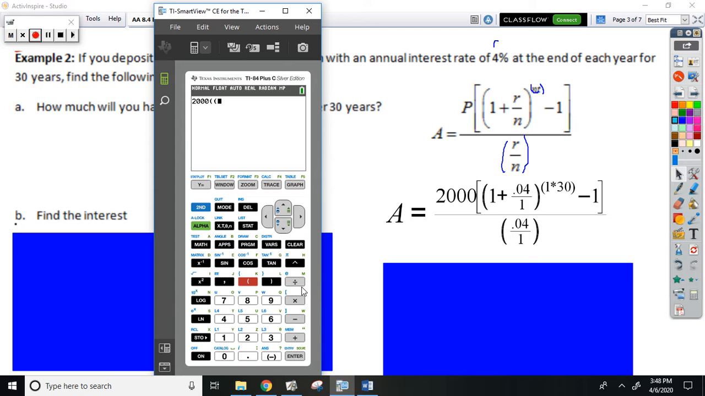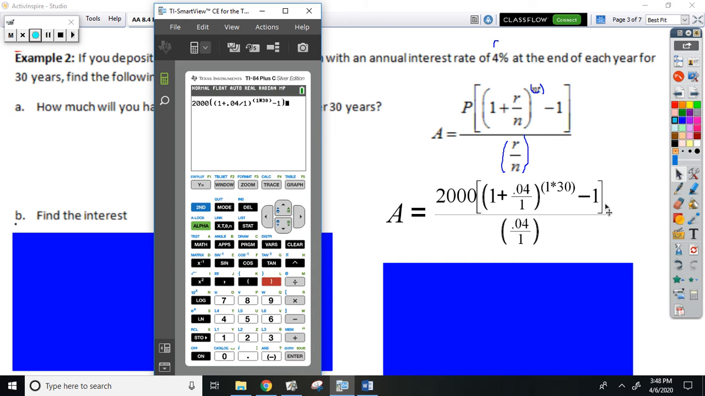So 2, open parentheses, 1 plus 0.04 divided by 1. Close the parentheses. Now this is an exponent, so we have to press the caret button. Now the caret button, you really don't need the parentheses if you have the newer calculators that put them in the little subscript. But it never hurts to put them: 1 times 30 in parentheses, close them. Now make sure, this is a big mistake I'll see a lot: you have to arrow over to get out of the exponent before you put your minus 1.